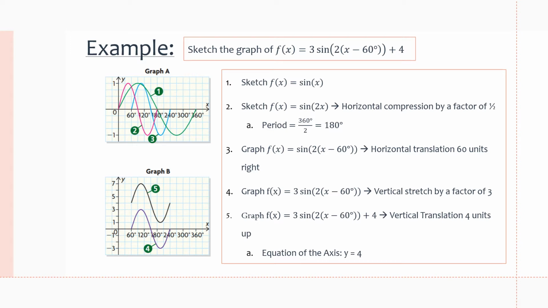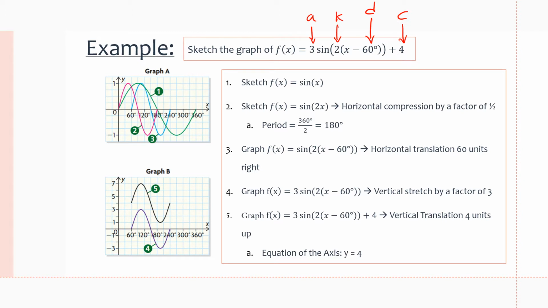So this example says sketch the graph of f of x equals 3 times sine of 2 times x minus 60 degrees plus 4. So we have a sine function. Our a value will be 3, our k value will be 2, our d value will be positive 60, remember, because this negative sign is there in the original formula with all the variables, and our c value is 4. Okay, so just keep that in mind.